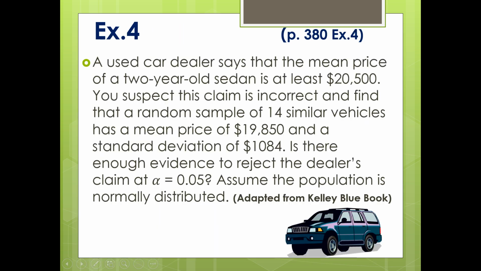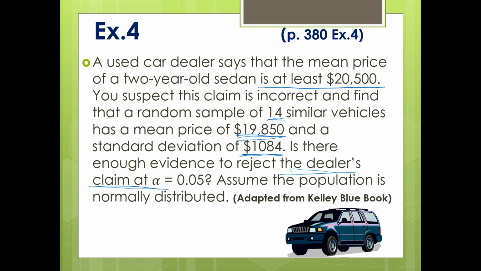Okay, so we have example 4. A used car dealer says that the mean price of a 2-year-old sedan is at least $20,500. You suspect this claim is incorrect and find a random sample of 14 similar vehicles has a mean price of $19,850 and a standard deviation of 1084. Is there enough evidence to reject the dealer's claim? So we're going by the dealer's claim, not our claim, using an alpha of 0.05.